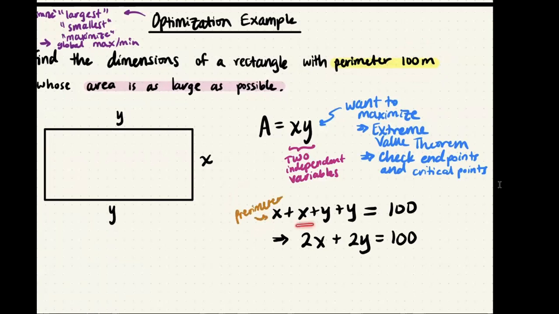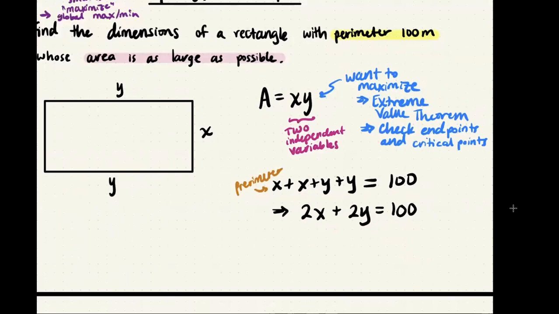Now I have this equation, and I'm going to use this new information to replace one of these variables in the quantity I want to optimize. In this case, you can solve for either x or y. Sometimes it's easier to solve for one variable versus the other, but in this case, they're the same difficulty. So let's just pick one. Let's solve for y. If we solve for y, I would subtract 2x from both sides, and then I would divide by 2 to get y by itself.